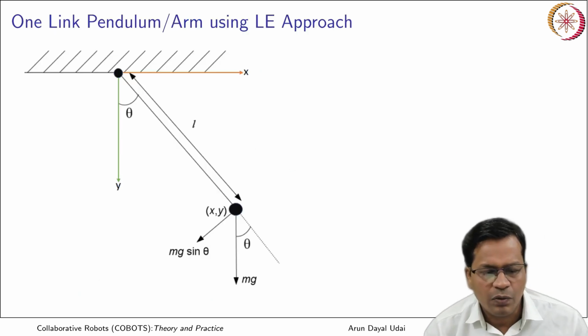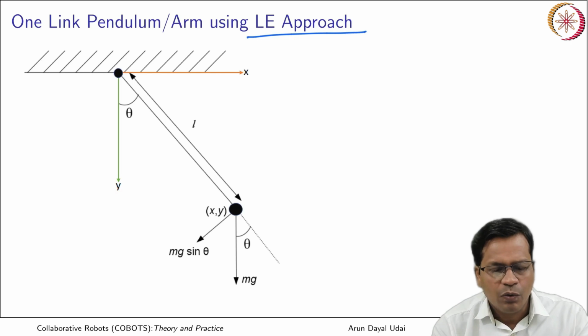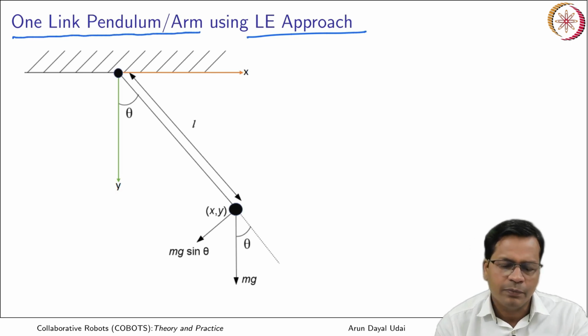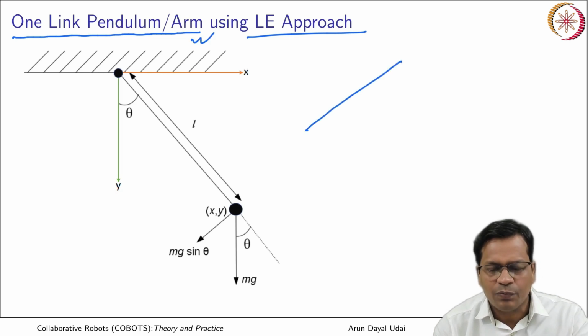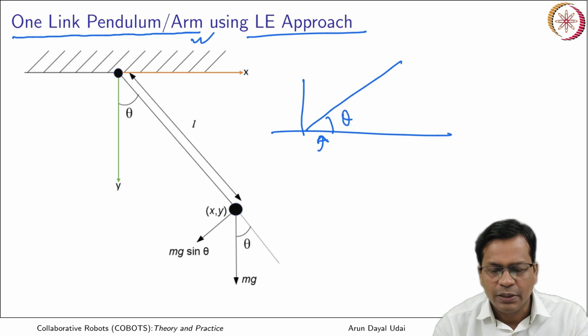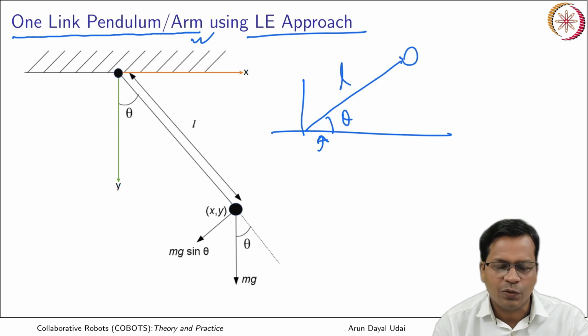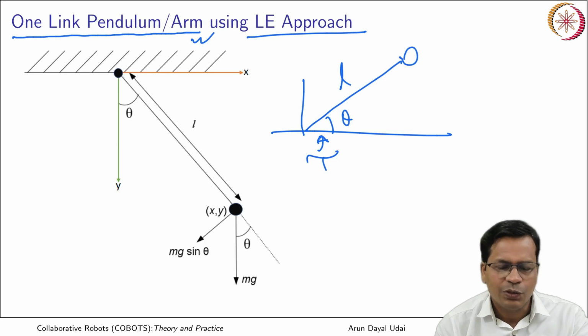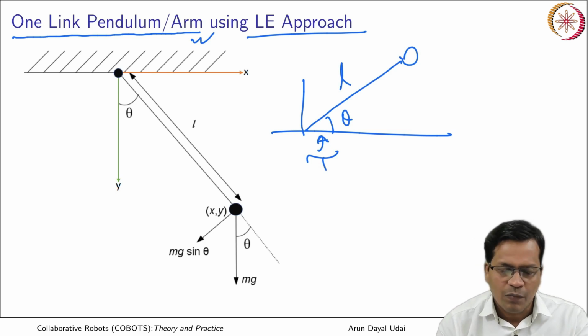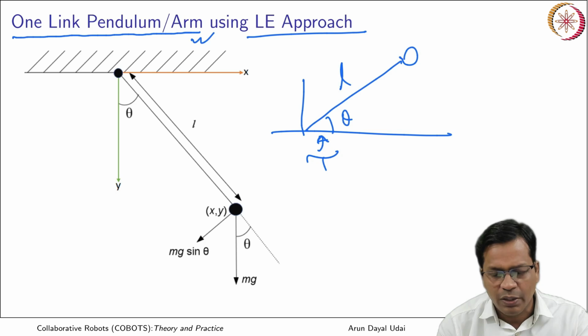Now let us use the LE approach once again for a one link pendulum or an arm. Why am I calling it an arm here? Because it is also a 1 degree of freedom robot which may be driven by torque. This is my one link arm of length L, and theta is the joint angle. If it is not provided with any external torque, it can simply swing and it becomes a pendulum. Let us say this is your link of mass m hanging over here. The rest of the link has 0 mass.